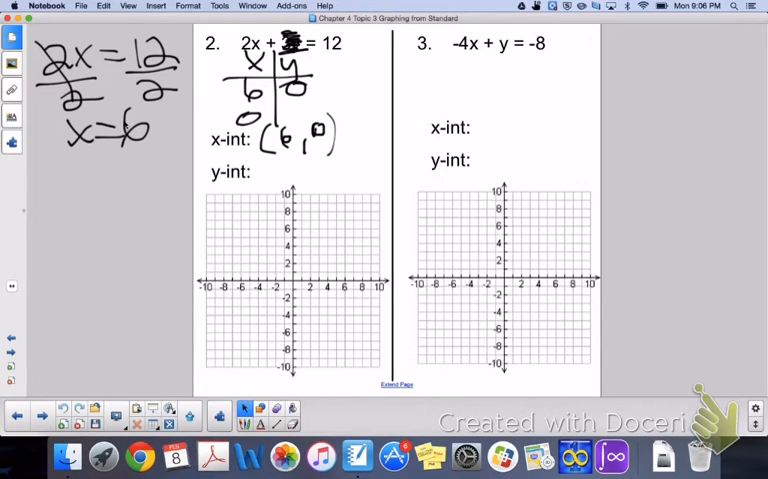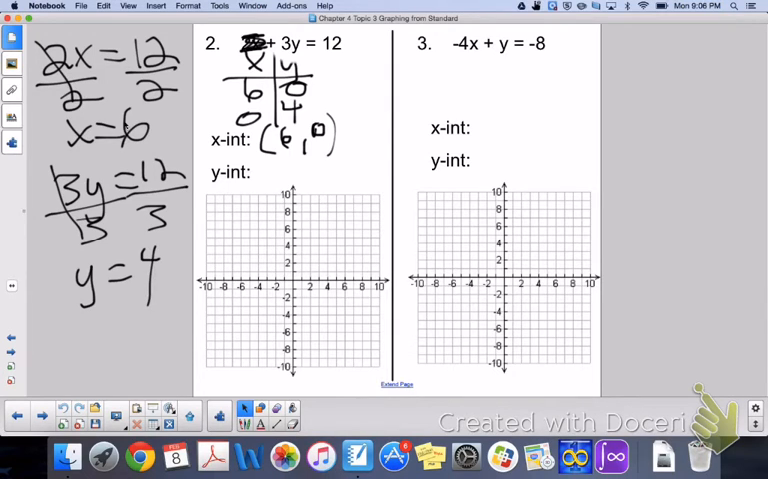Now, the y-intercept is when x equals 0, so this is gone. You're left with 3y equals 12. Solve for y. Divide by 3, so you get y equals 4. That gives you the point 0, 4. That's your y-intercept. Here is 6, 0. Here is 0, 4. And we connect our points for a line. Please do a little bit better job than I did.